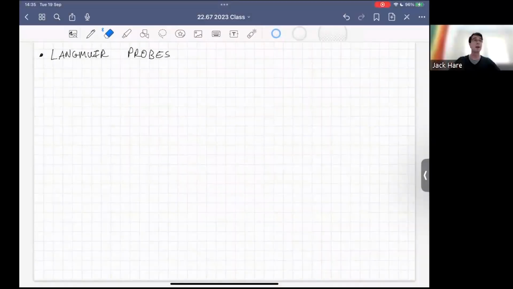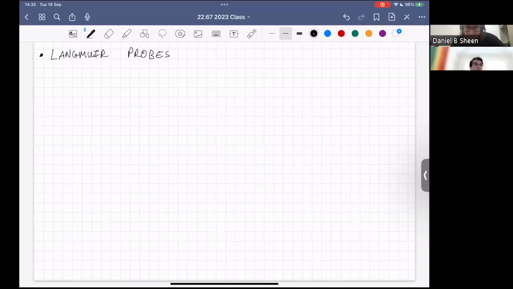So today we're going to be talking about Langmuir probes. Now, I'll freely admit I find Langmuir probes a little bit confusing. I would say that you need to know a lot about sheath theory to properly understand the Langmuir probe. And to do that in a single class is very, very challenging.